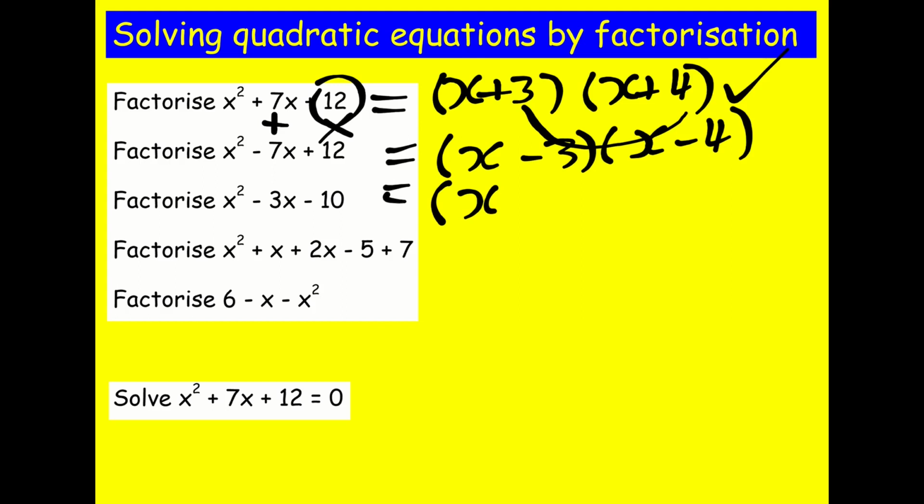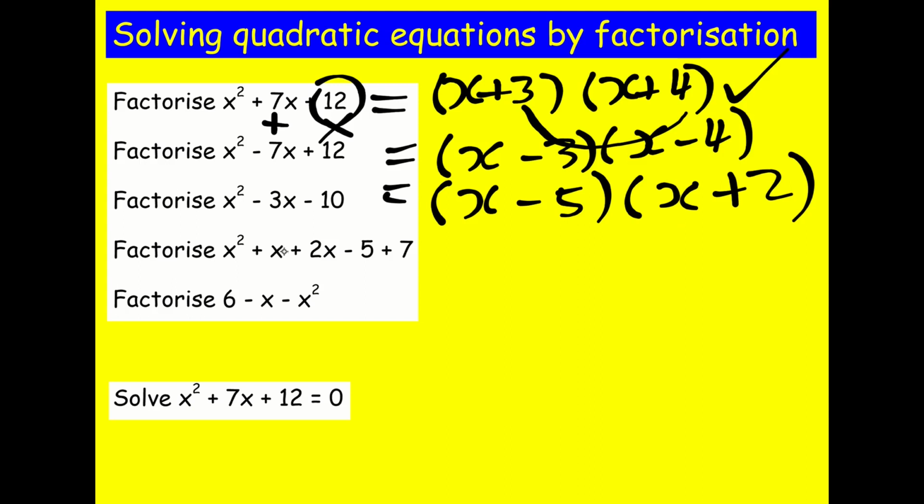So we're going to maybe try, so you can still try 10 and 1, but one of them is going to be negative. Now you can't sort of do 10 minus 1 or 1 minus 10 to give minus 3. So a bit more thinking, and it's going to be minus 5 and plus 2. That's going to give me my minus 3 when I add them, but my minus 10 when I multiply.